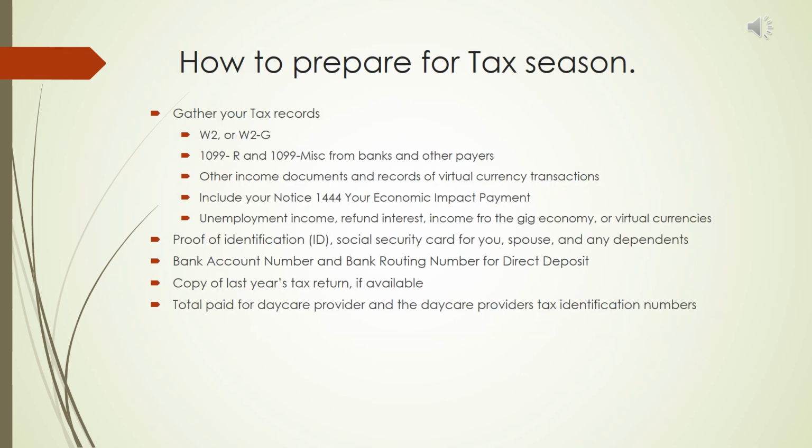How to prepare for tax season. The first step is to start gathering your tax records. It can be the W-2 or W-2G form, a 1099-R or a 1099 miscellaneous form from banks and other payers, other income documents and records of virtual currency transactions. You'll need to include your Notice 1444, your economic impact payment from the COVID-19 pandemic response, any unemployment income, refund interest, income from the gig economy, or virtual currencies.